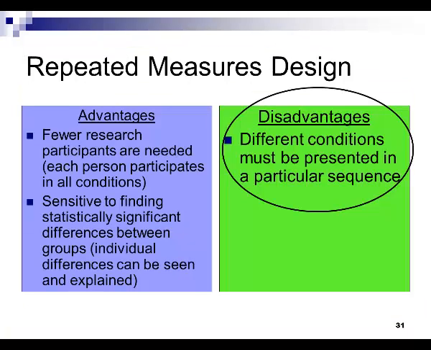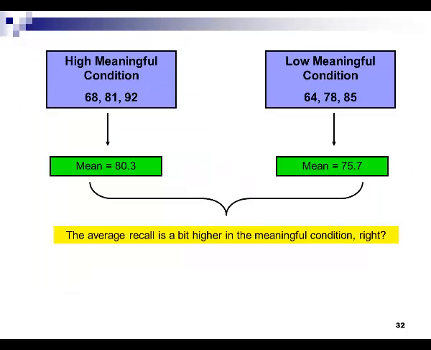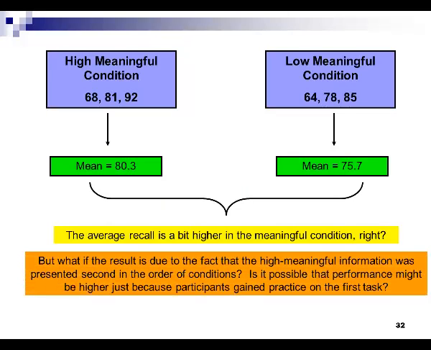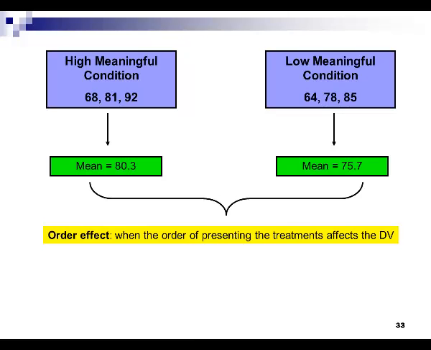But the disadvantage is that different conditions have to be presented in a particular sequence. So, for example, again, the average recall is a bit higher in the meaningful condition. But what if the fact that we see this higher result is because we simply presented the high meaningful condition in a particular order? Is it possible that the performance might be higher just because participants gain practice on the first task? Well, we can't rule that out, okay? So yes.